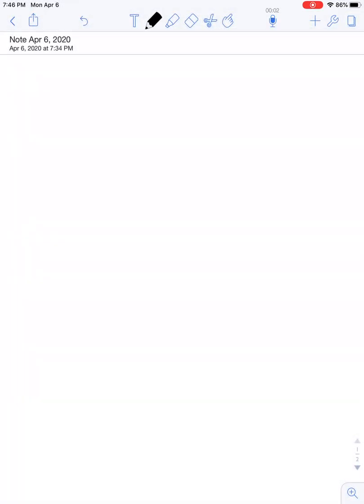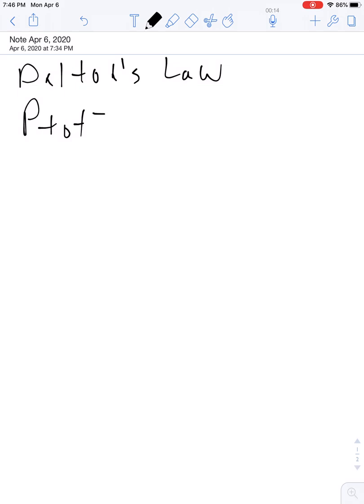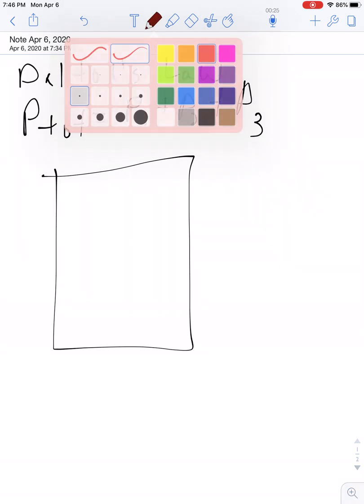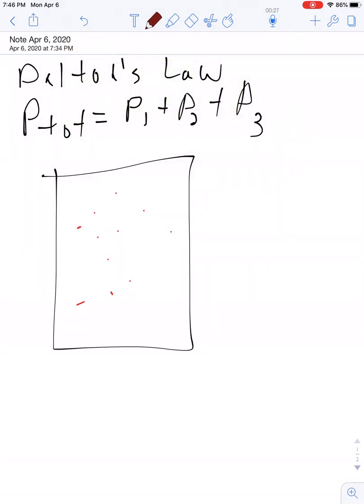So Dalton's law is that the total pressure is the sum of the individual pressures. So the total pressure is the sum of the individual pressures in a system. So suppose I've got a container, and inside my container I've got hydrogen gas. And the pressure of that hydrogen gas is 35 kPa.